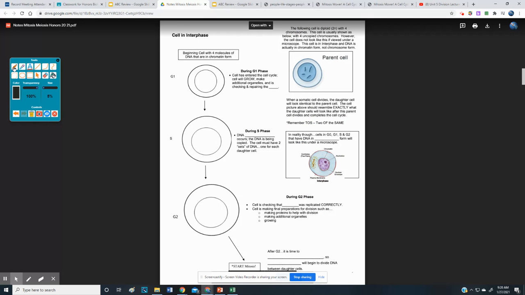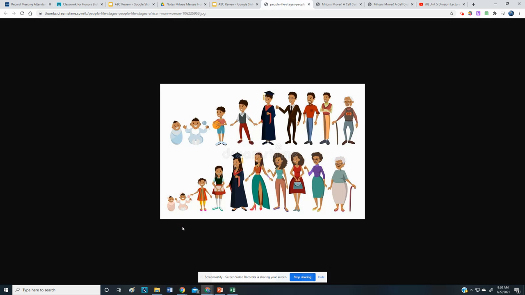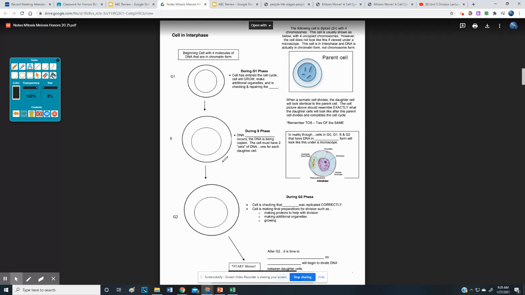Okay, so now what we're going to do here is we're going to draw a cell and what it looks like going through the stages of its cell cycle. And this is really similar to like, what if I drew you going through the stages of your life, okay? So we would draw you just later on in time and what you would look like as you go through the different stages of your life. So that's what we are doing on our notes starting on this page.